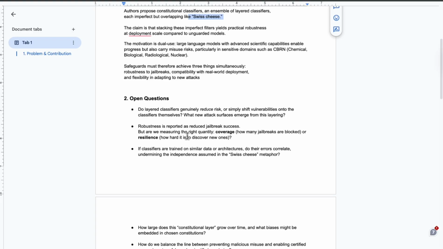Another thing I observed is that robustness is reported as reduced jailbreak success, but how is that measured, and what exactly measures this? Some of the things are coverage and resilience.